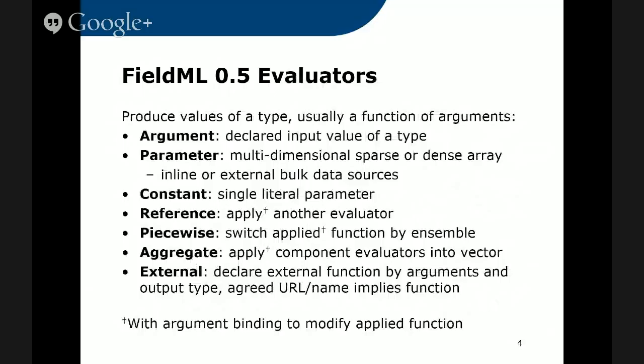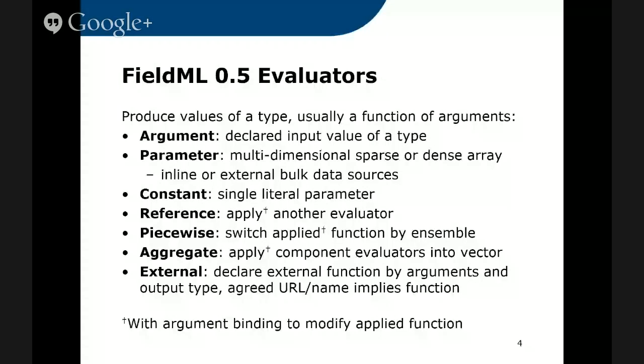Then it comes to actually using these. How do we use them? We have another main type of object, the evaluator. These are entities that produce a value of a type, and it's typically a function of some arguments. So all these are the types of evaluators you can have. An argument is a declaration of: here is a value of a type. And so you use that at the start of an evaluation pipeline. You say here is a value in the mesh type, and that means that you have to supply a location in the mesh, and then you can use other evaluators to define functions in terms of that. So those are the starting points.